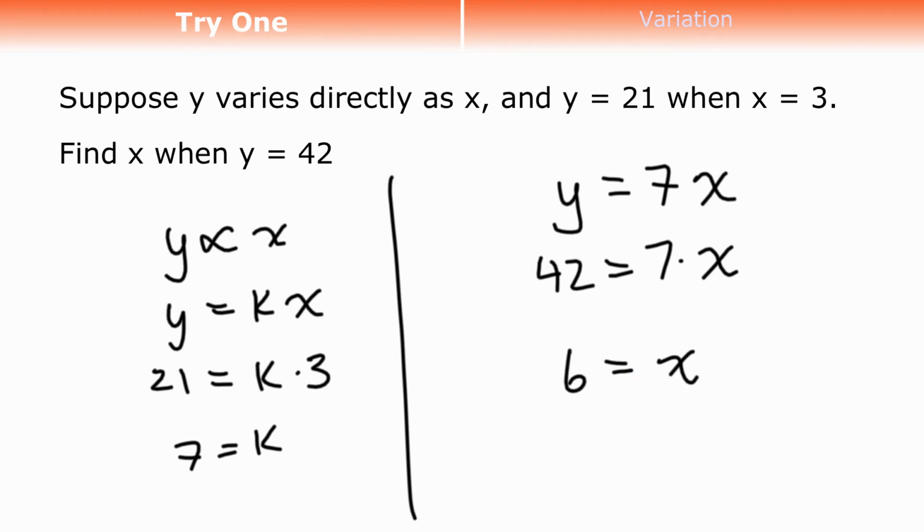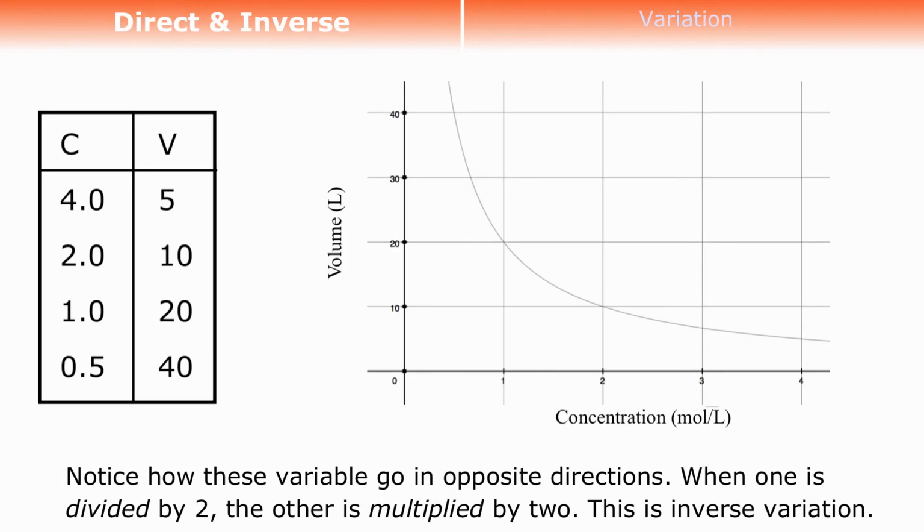Okay, so that is direct variation. Now here's an example of a graph where we're looking at inverse variation. Notice that as this one goes down, this one goes up. Or if I look at the table, this is concentration. So as the concentration goes down, it looks like the volume is going up, or vice versa. So if they're going in opposite directions like this, it could be an inverse variation.